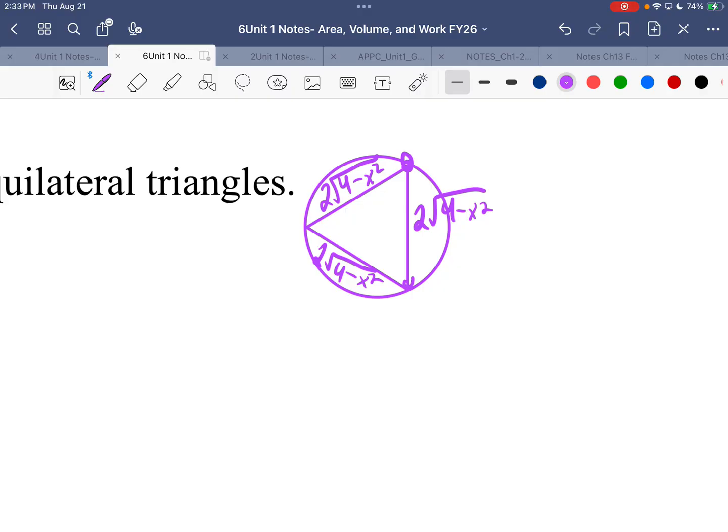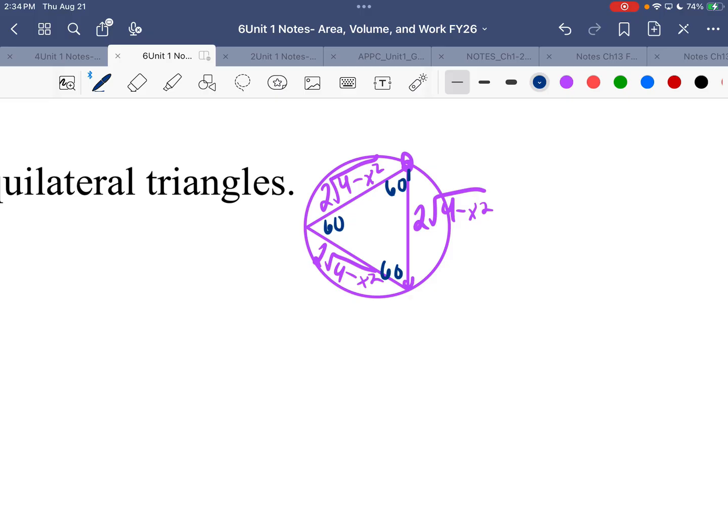So equilateral triangles means that all of the sides are congruent and all of the angles are congruent. And I know some of you are taking your SATs soon. How many degrees are there in a triangle? 180. So if all angles are equal, what are we going to do with 180? Divide by 3. So we get all angles being 60.